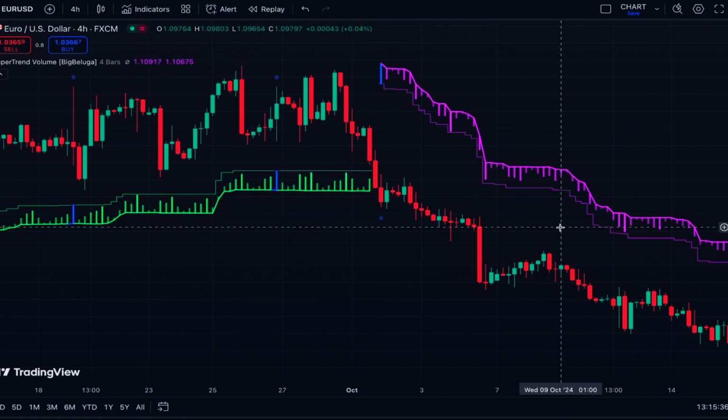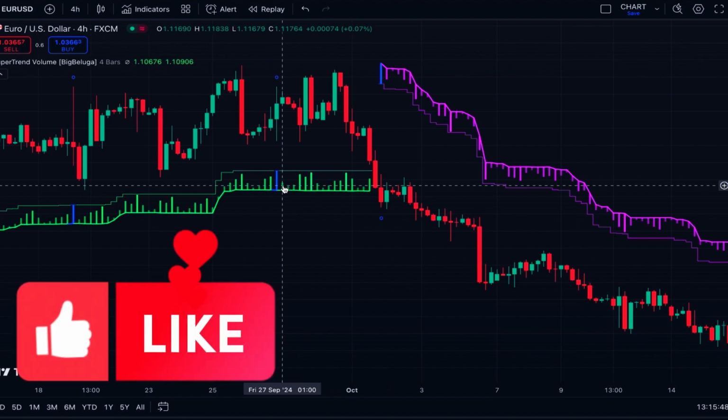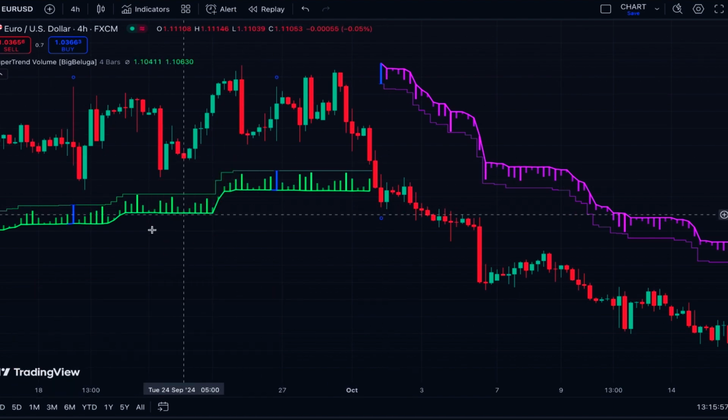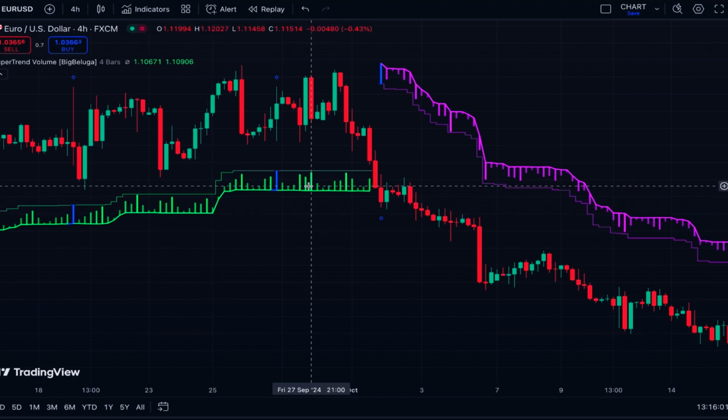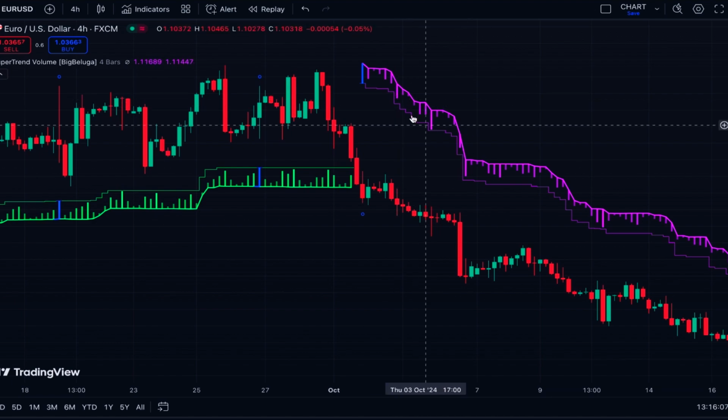Just similar to the original version of super trend, we have a band here which adapts dynamically to the price movement. When the price is in an uptrend, the band is below the price and the color is green, and when the price is in a downtrend, the band is above the price and the color is purple.